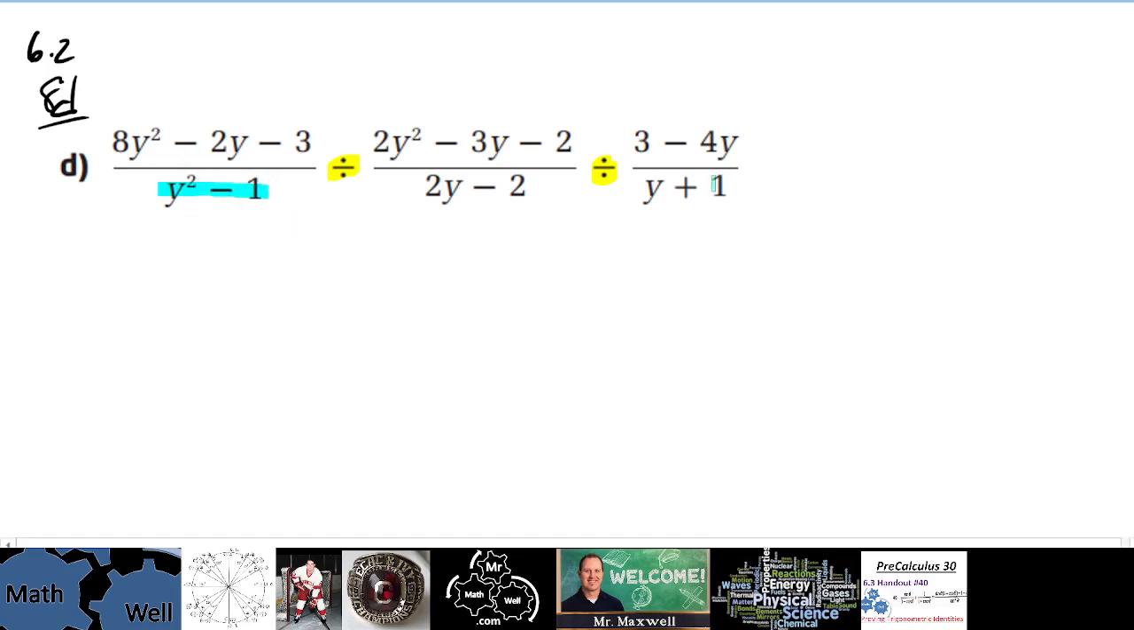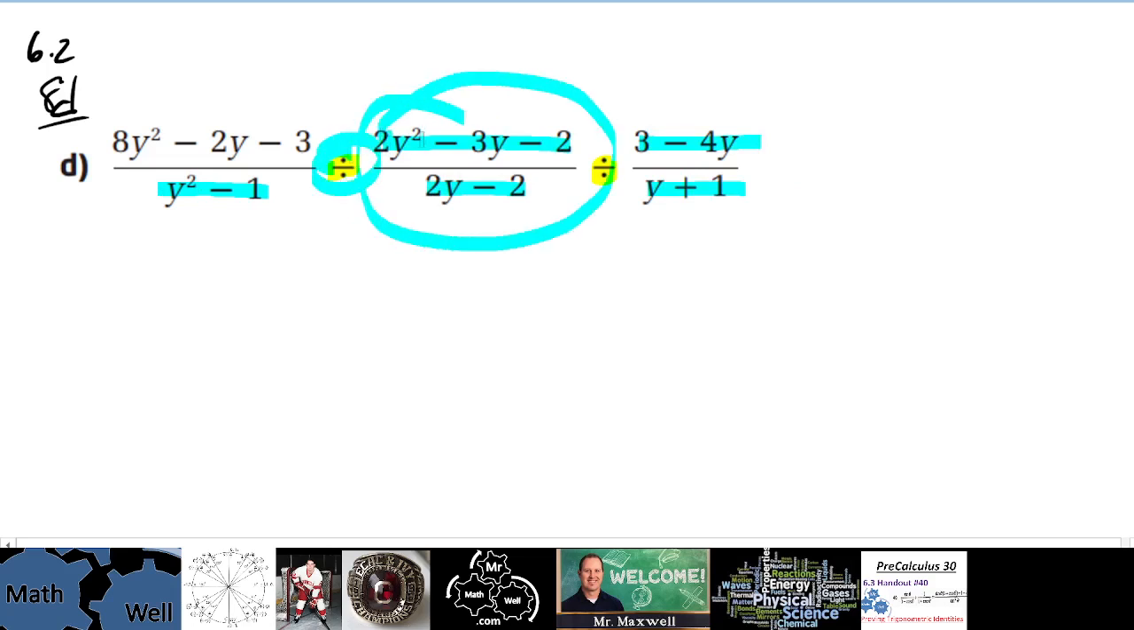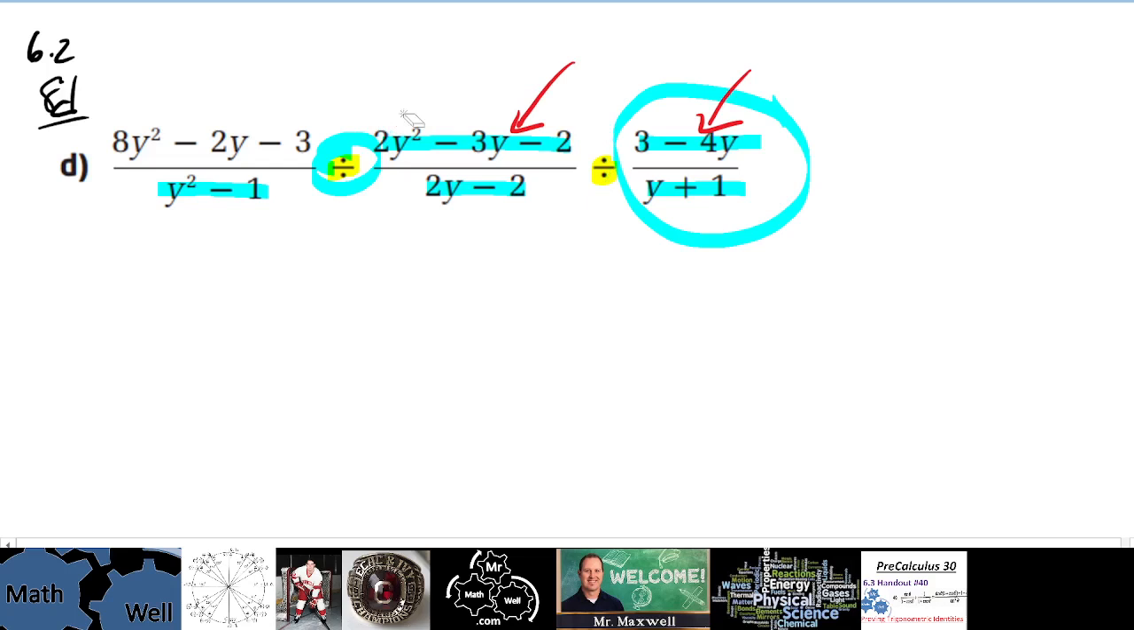because the denominator can't be 0, and of course here and here, but also from here and here, because we can't divide by anything that's 0. So this whole thing can't be 0. This whole thing can't be 0. And that comes from the top, right? The tops. So when you're doing restrictions, you're going to have to consider all of these pieces here.